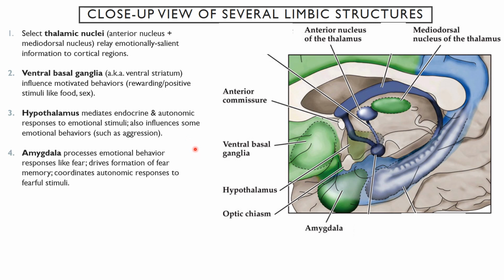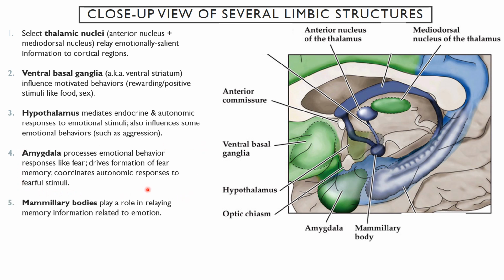The amygdala, which is what we're going to discuss in great detail in a few slides here. It processes emotional behavior responses such as fear, not only fear though. It drives the formation of fear memory and coordinates autonomic responses to fearful stimuli. It plays a very important role in fear, but more data has shown that it also regulates other aspects of emotion as well. The mammillary bodies we have mentioned before, they play a role in memory formation related to emotion.